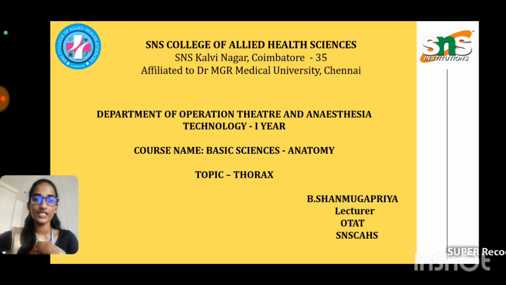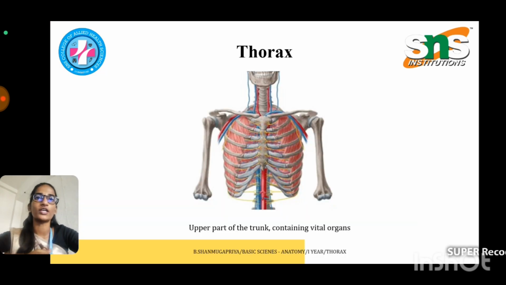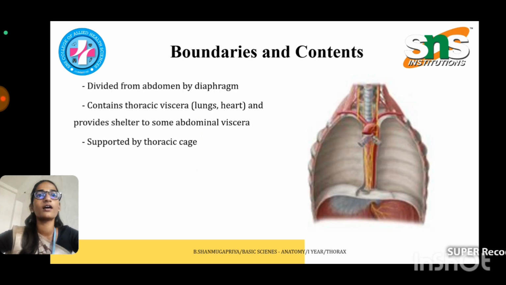Today we are going to see a topic in anatomy called thorax. So thorax forms the upper part of the trunk of the body. It not only permits boarding and lodging of the thoracic viscera, but also provides necessary shelter to some abdominal viscera. The trunk of the body is divided by the diaphragm into an upper part called thorax and a lower part called abdomen. The thorax is supported by a skeletal framework called thoracic cage.